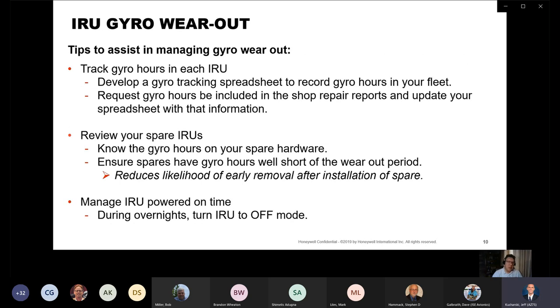So here's some tips to assist in managing gyro wear out. First, track gyro hours in each IRU. Develop a gyro tracking spreadsheet to record gyro hours in your fleet.